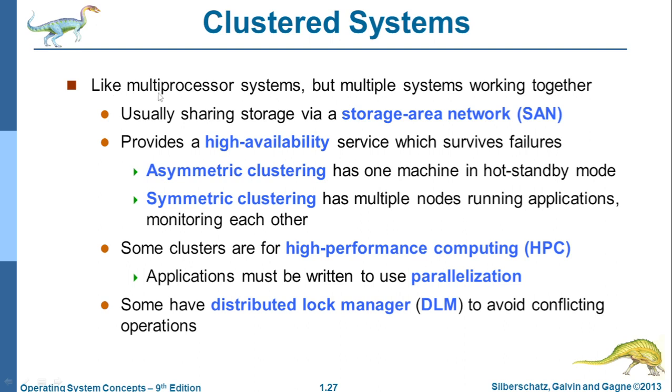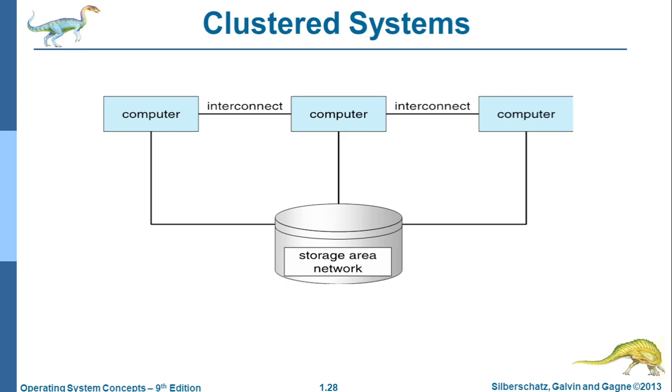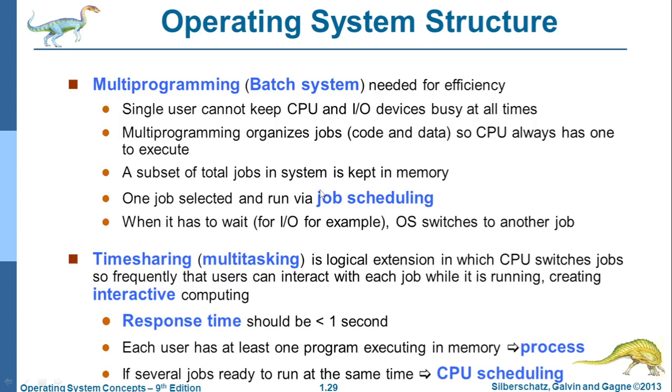Clustered system. If multiple systems work together, then we call it clustered system. There can be two types of cluster system. One is asymmetric cluster system, and another is symmetric cluster system. This is cluster system. This is computer one. This is computer two. There is another cluster. There are three systems: computer one, two, three. These three computers are interconnected with each other. Then we can call it the clustered system. Another is multi-programming.